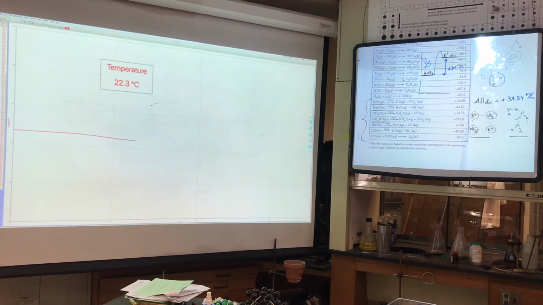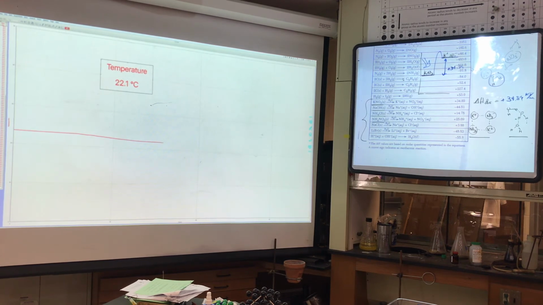The products, the ions in this case, are more what? Or the ions with the water in these areas here are a little bit less stable. And we need some energy to get to that higher energy position.